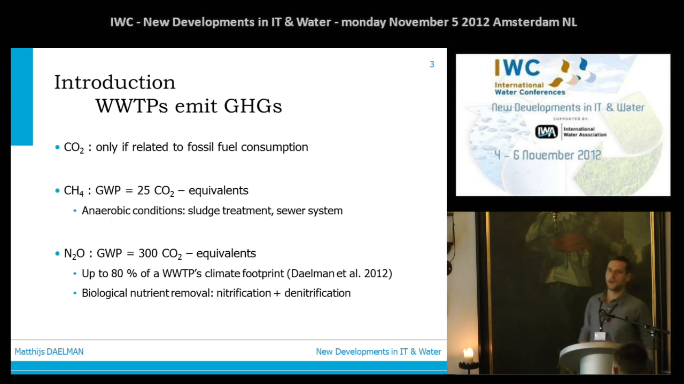But today I will talk about nitrous oxide. It's a very powerful greenhouse gas. 1 kilogram of nitrous oxide traps as much heat in the atmosphere as 300 kilograms of CO2. In a previous study, I found out that nitrous oxide can contribute about 80% to the climate footprint of a municipal wastewater treatment plant. And usually it's produced during the biological nitrogen removal, which happens by nitrification and denitrification.